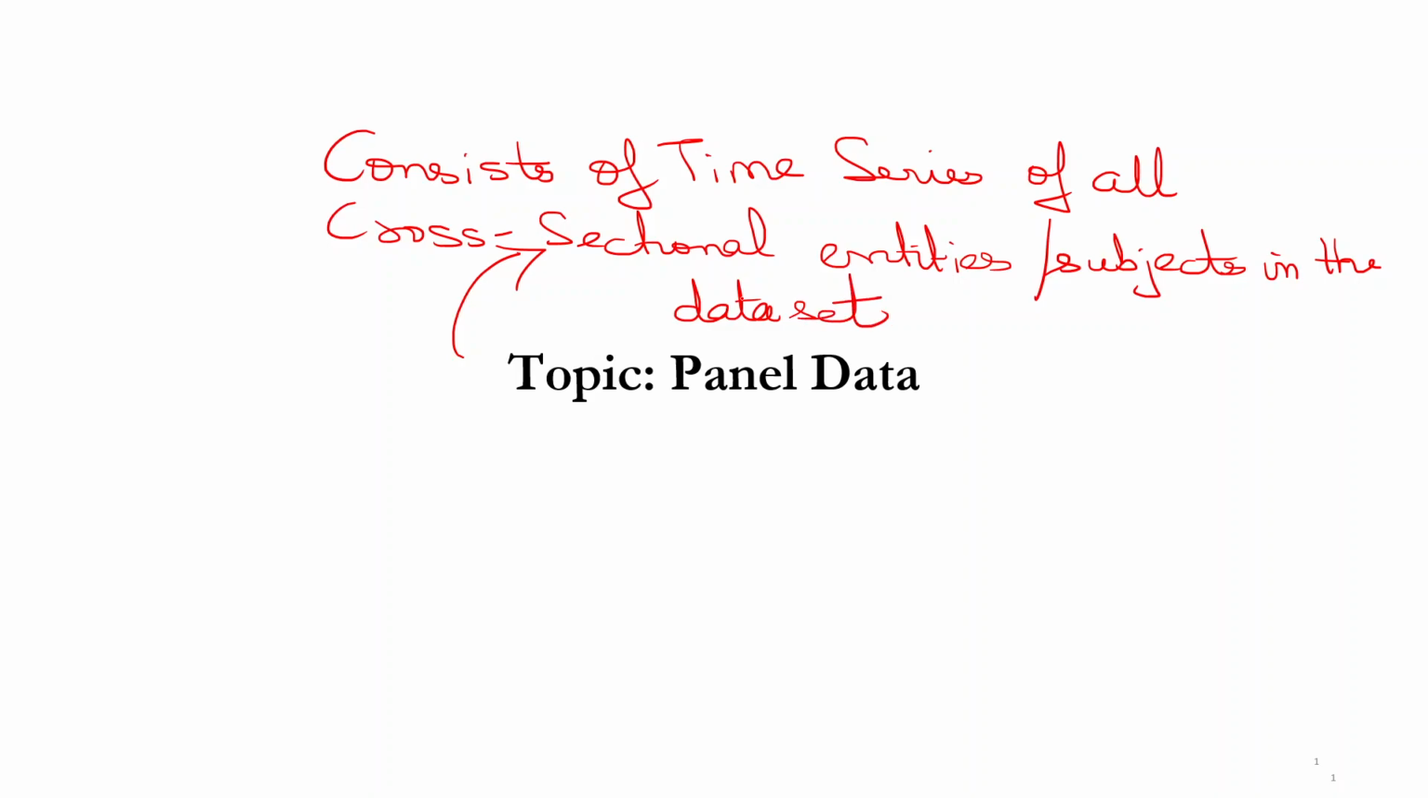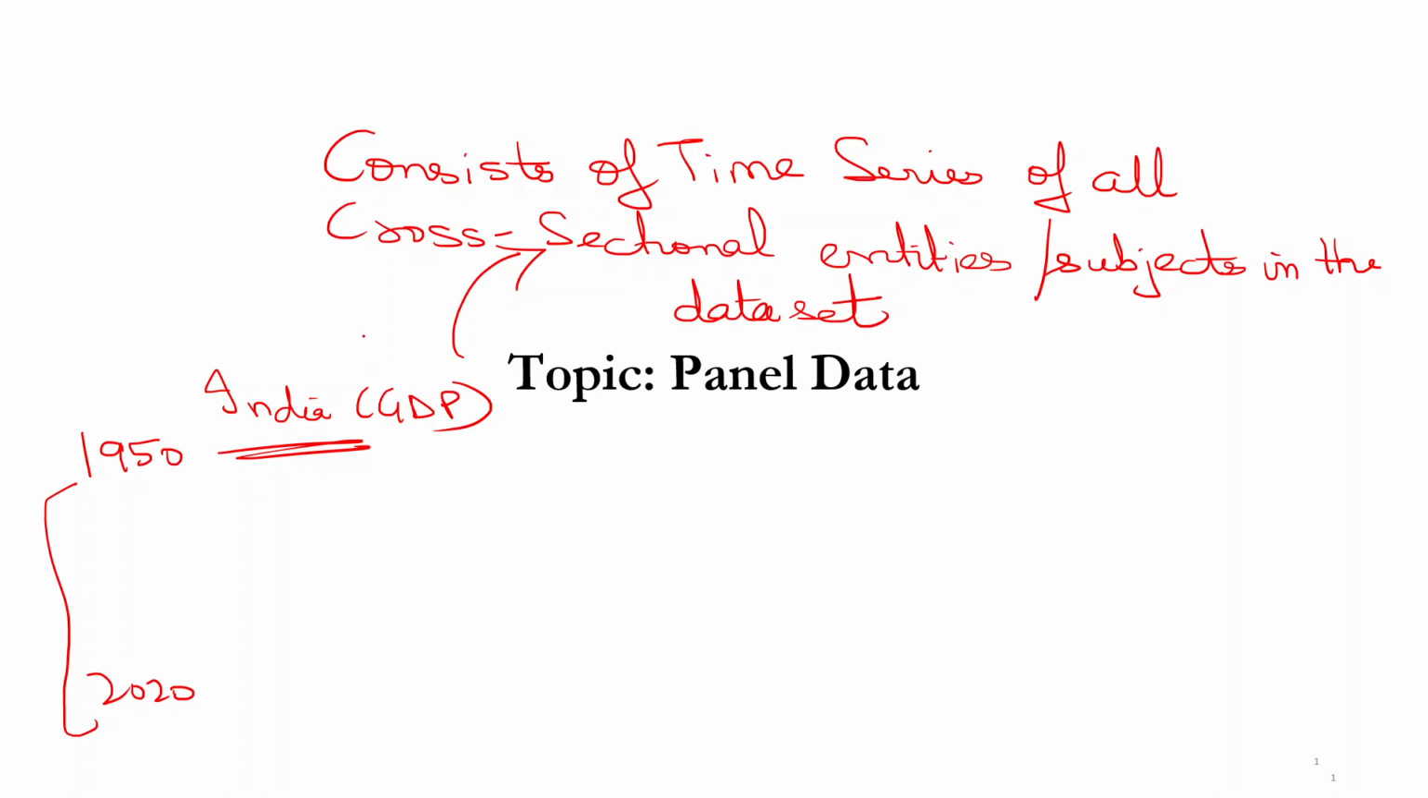So what does this mean? Let us say we have data from 1950 to 2020 of India's GDP. Now it's a time series data because you just have one entity and the data is over a period of time. Now let's say besides GDP, you have also collected data on India's inflation rate. It still remains a time series because you are talking about just one cross-section entity, which is India.